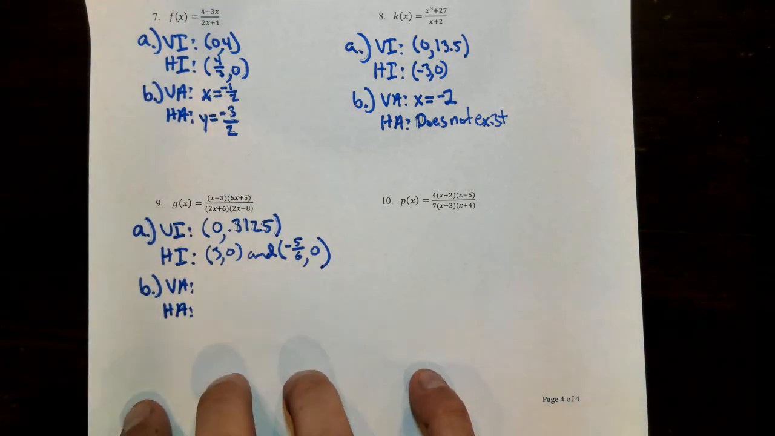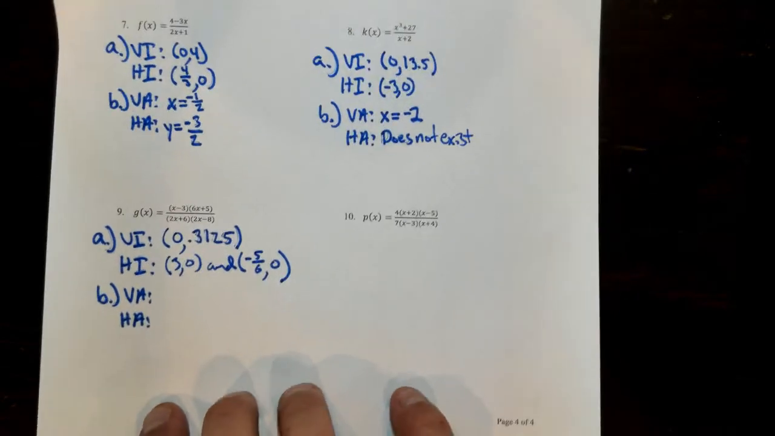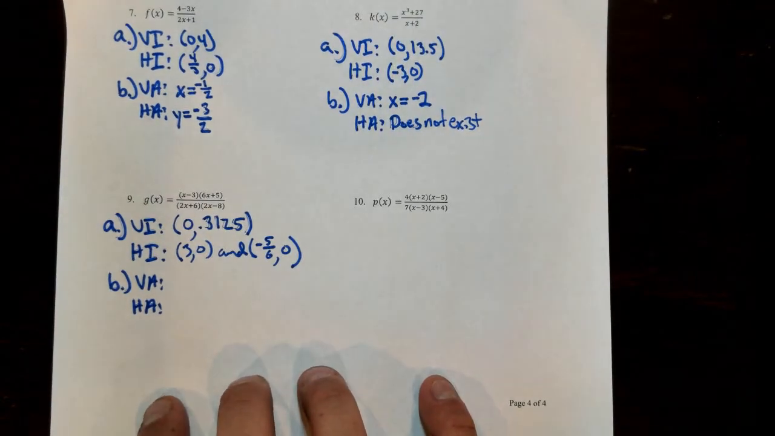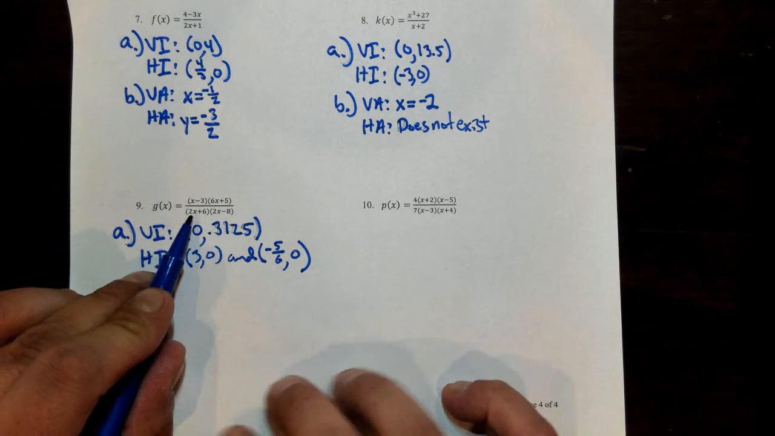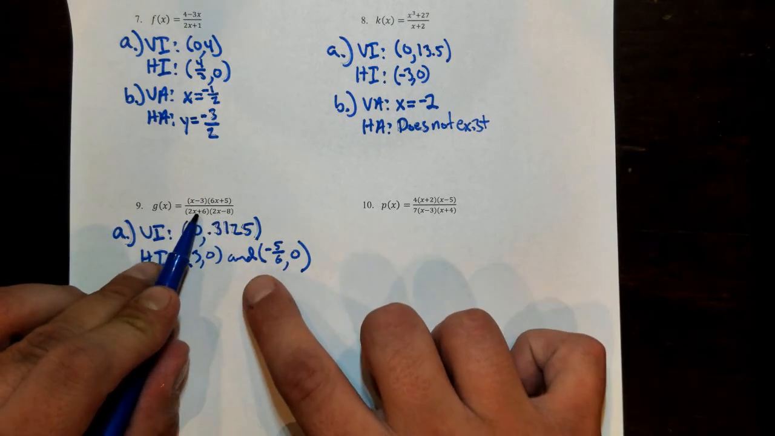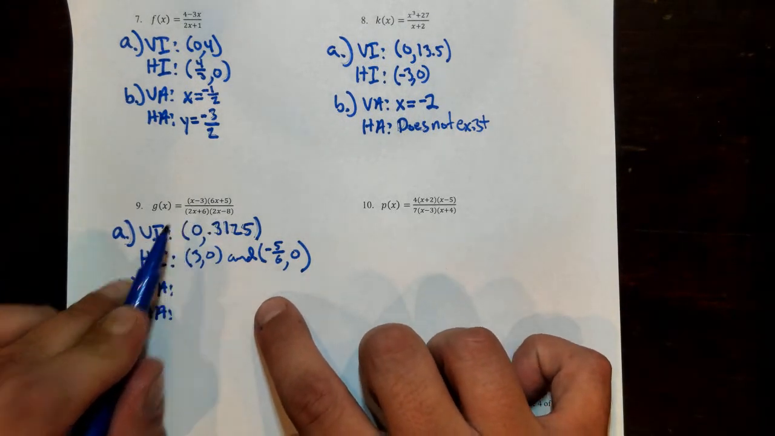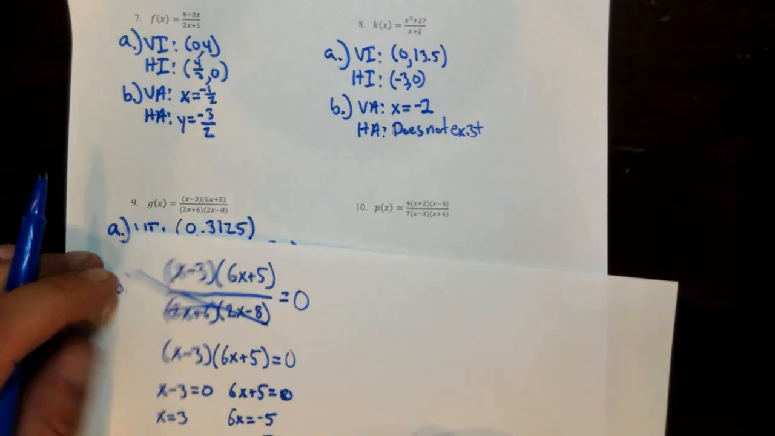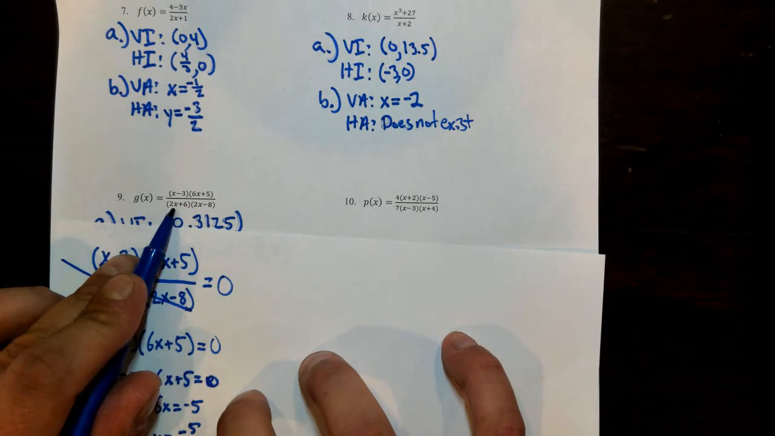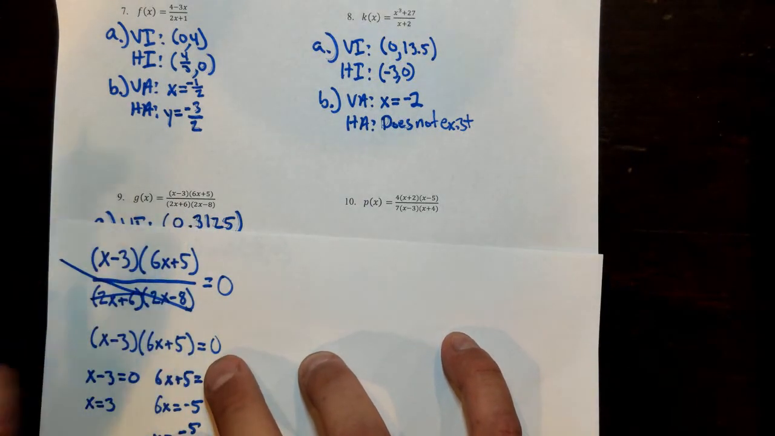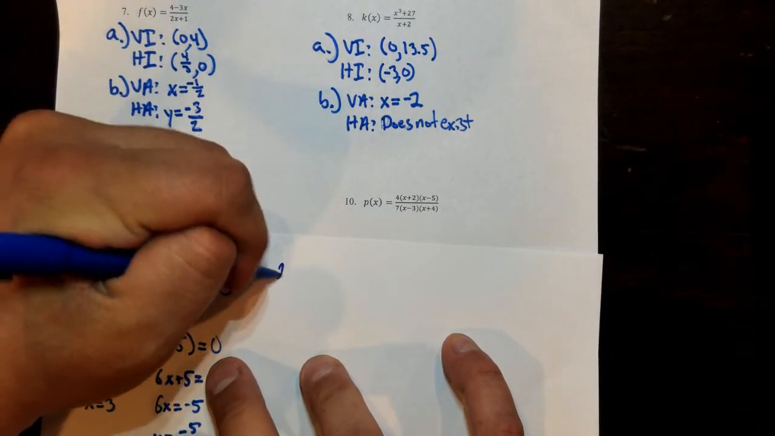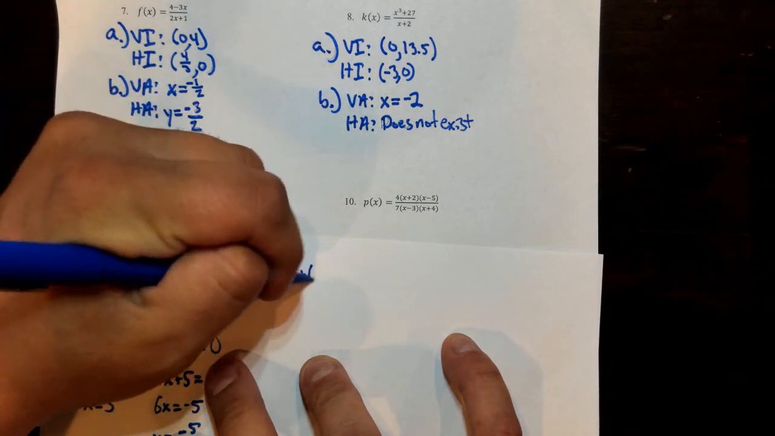All right, and then the vertical asymptote, that's where the denominator equals 0. So what numbers can we plug in so the denominator equals 0? Well, let's just solve for it. We have it in factored form, so we can go ahead and set each factor equal to 0 and solve for each x.